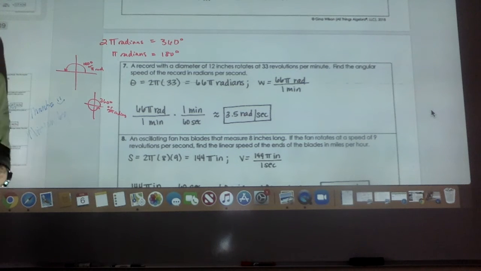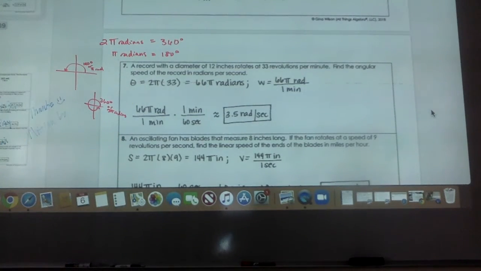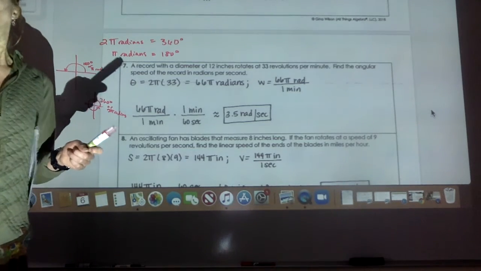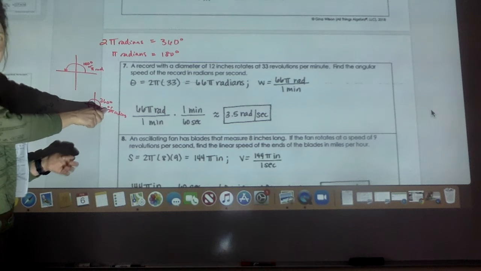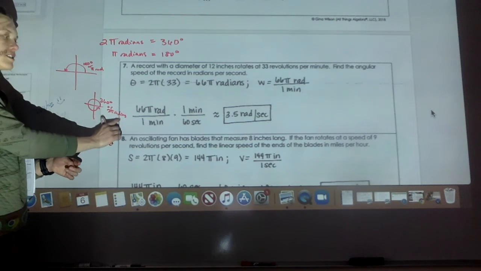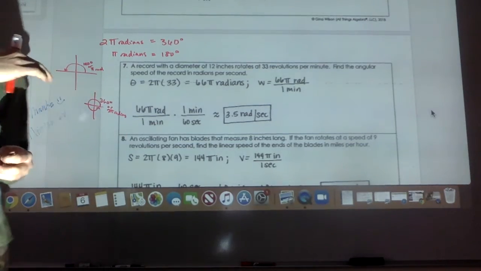And a radian is just the measurement of the angle when the radius is equal to the intercepted arc. You don't need to know that, but you need to know that 1 full rotation is 2 pi radians. This is just a unit of angular measurement, just like degrees is a unit of angular measurement.